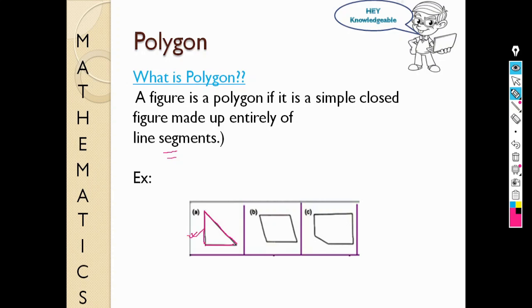In the same way, if you see this one, figure B has four segments. This is one segment, another is this one, the third is this one, and the fourth is this one. So we can also call it a polygon. Similarly, figure C has five segments. This is one segment, another segment is here, another here, another here, and another here. So all these figures represent a polygon.